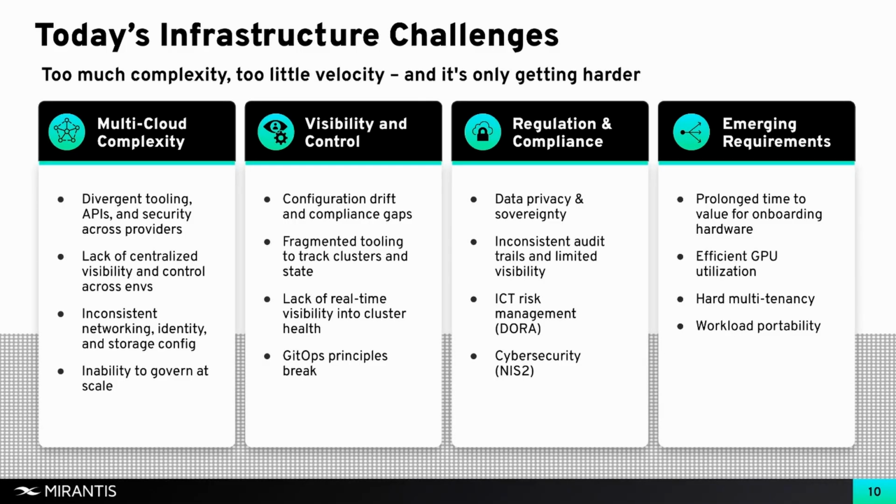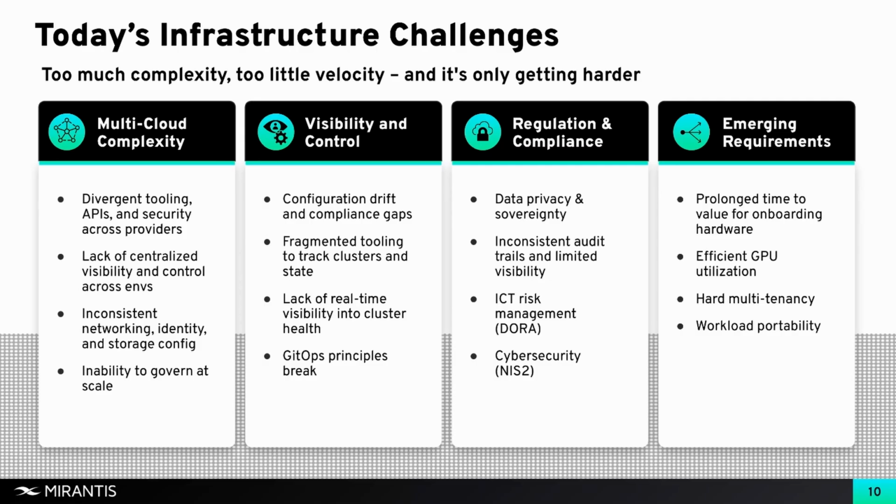So, number one, multi-cloud complexity. Most teams are running across multi-clouds and on-prem environments, but every provider has different tooling, APIs, and security models. That creates inconsistency in networking, identity, and storage, and makes it harder to scale services reliably. Instead of moving fast, teams will spend their time just trying to make everything work together.